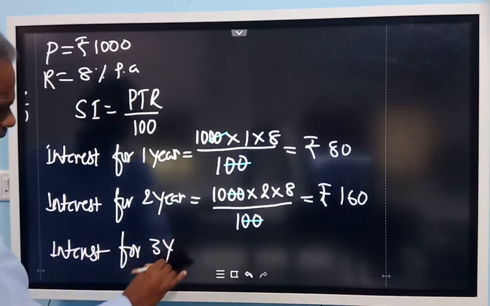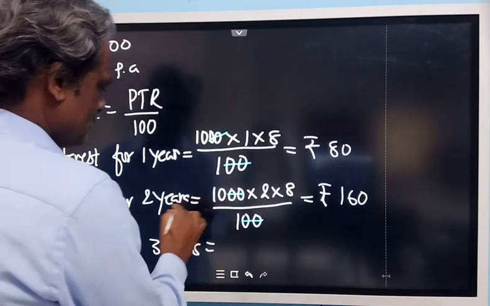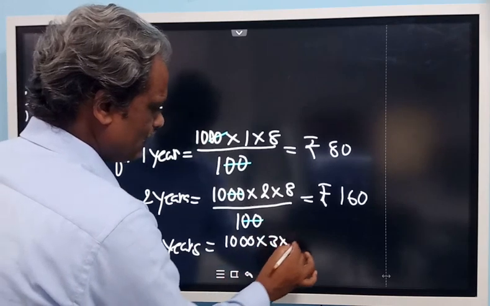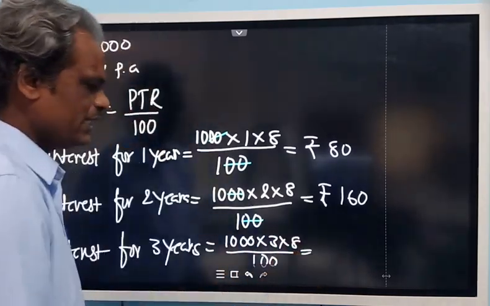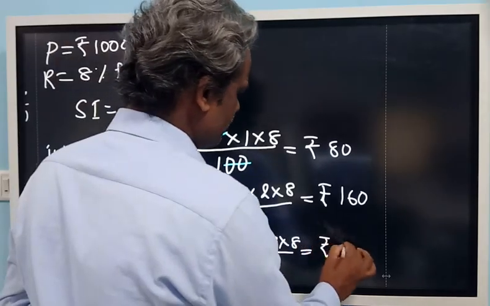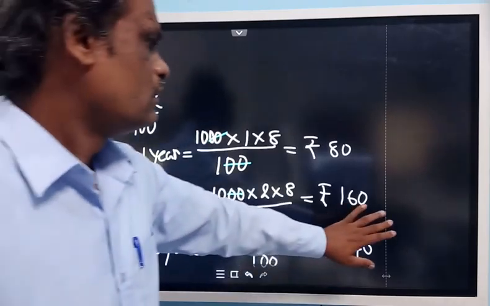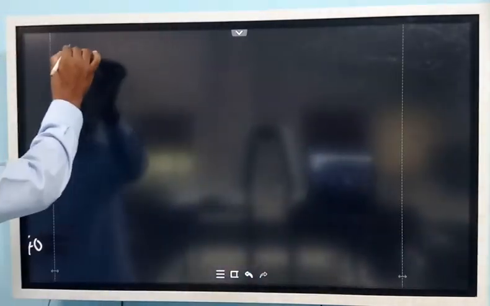Then similarly, interest for 3 years. That means at the end of 3 years, what interest are you going to get? So let us write 1000 into 3 into 8 by 100. You can guess and tell me. 8 3s are 24, rupees 240.